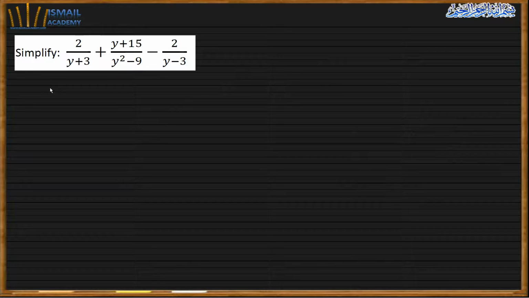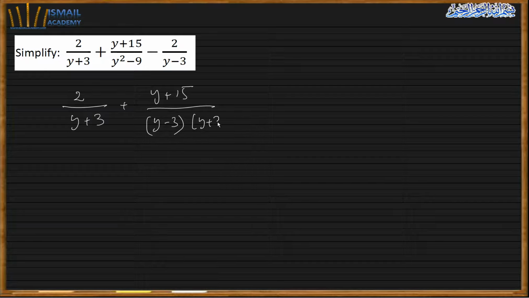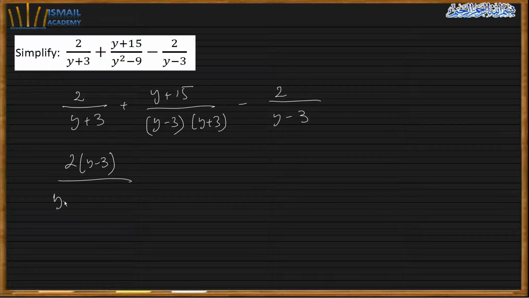Alright, here they ask me to simplify, which means that I need to write everything in a single fraction. So here I need to factor the denominators. There's nothing to factor in the first one. The second one is factorable, so it's going to be y minus 3 times y plus 3. The last one, there's nothing to factor, so I'm going to stay. Now, to make a common denominator, whatever is missing, I multiply both sides. Here what's missing is y minus 3, so I multiply both sides by y minus 3, so it's going to be 2 times y minus 3 over y plus 3 times y minus 3.